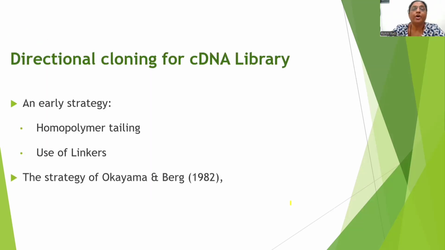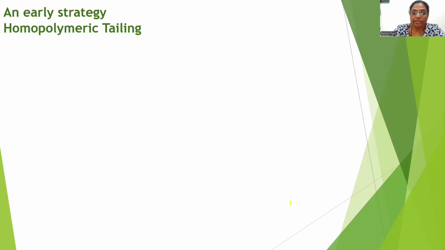Now, next you have got the cDNA. Now, that cDNA you have to clone into the vectors. The strategy which is used is the homopolymer tailing. There is a use of the linkers, and the strategy which has been given by Okayama and Berg. First, going towards the homopolymeric tailing.